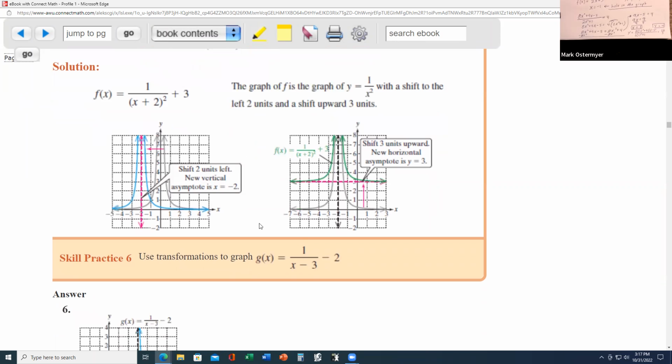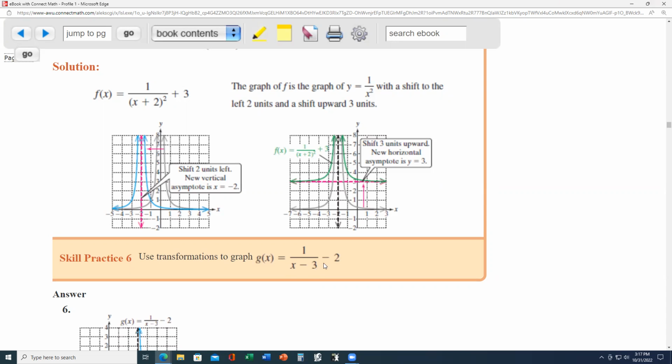Talk to me quickly, what would happen to the graph of f of x equals 1 over x if I wanted to graph this rational function? What does x minus 3 cause the graph to do? Be shifted how? X minus 3. F of x minus 3 causes the graph to do what? It would be shifted 3 units to the right.